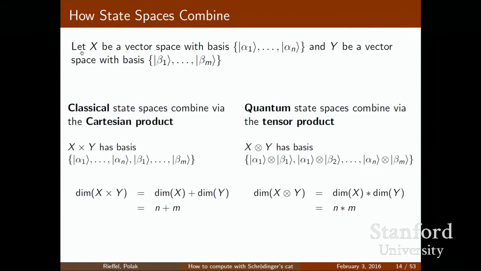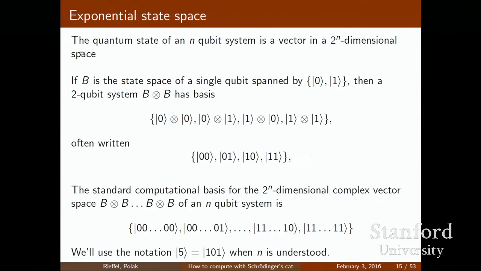In the quantum case, that's quite different. What we have is the tensor product. That means the basis consists of all pairs of basis vectors of the individual spaces. And so in this case, the dimension of the tensor product is the product of the dimensions of the individual spaces. So what that means is that a general quantum state of n qubits is described by a 2 to the n dimensional vector space, a complex vector space.